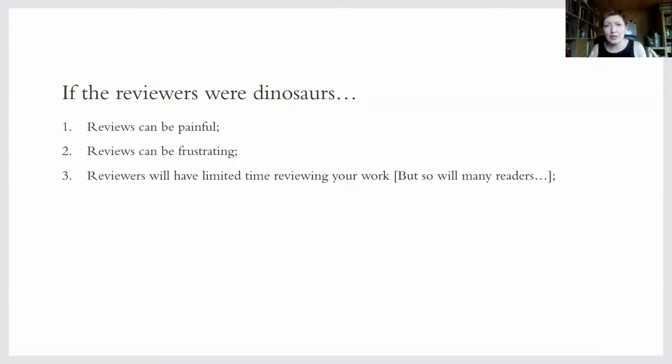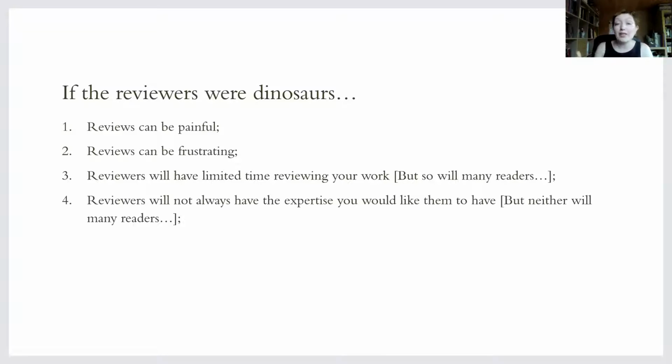So that reviewer position is not different to the majority of your readers or your potential readers. Reviewers will not always have the expertise you would like them to have, but neither will many readers. Because if your work was only read by people that have exactly the expertise you want, think about how many people in the world would read your work. In a sense, the more your work is read by people who have no expertise in the field you are expert in, the better it is for your work, because it means it speaks to interdisciplinary fields.